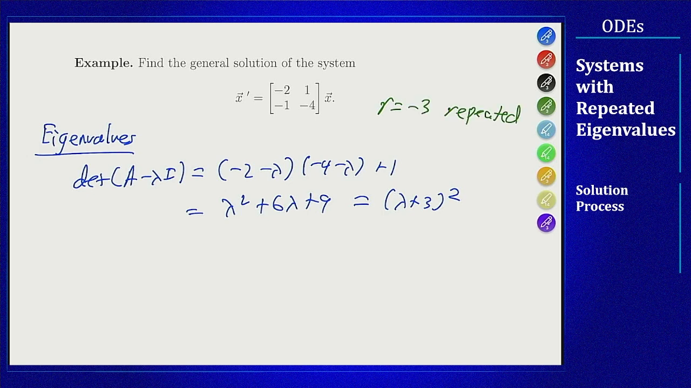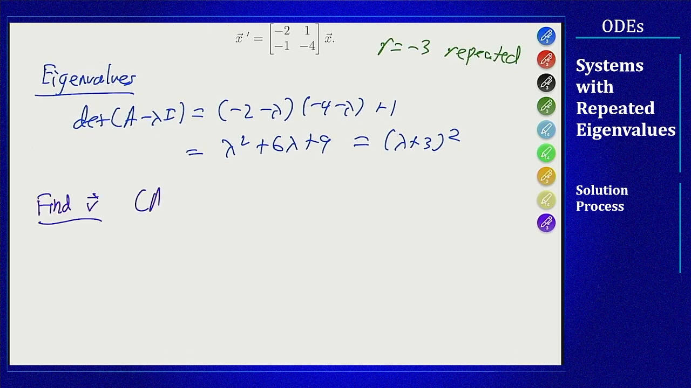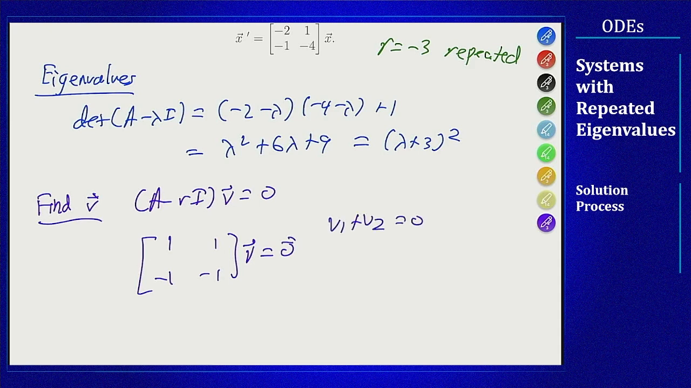Now I want to find v. This involves solving (A minus rI) v equals 0. My r is -3, so I'm adding 3 to every component. Adding 3, I get [1, 1; -1, -1] v equals 0, which tells me that v1 plus v2 must be 0, so I can take my possible eigenvector here to be (1, -1). Any choice you make here is fine, as long as it satisfies v1 plus v2 is 0. Then we want to find w.